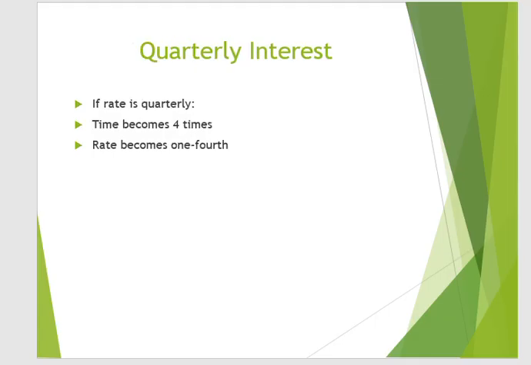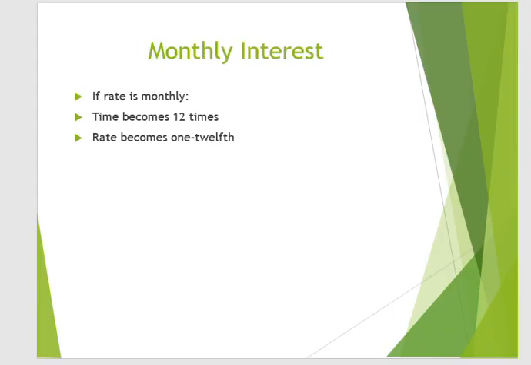Next, we may even have quarterly interest. If interest is quarterly, time becomes 4 times, because in a year there are 4 quarters, and rate becomes 1/4. If it is already mentioned 5% per quarter, that is secondary. Otherwise it is mentioned 5% per annum. So you will be reducing the rate and increasing the time values.